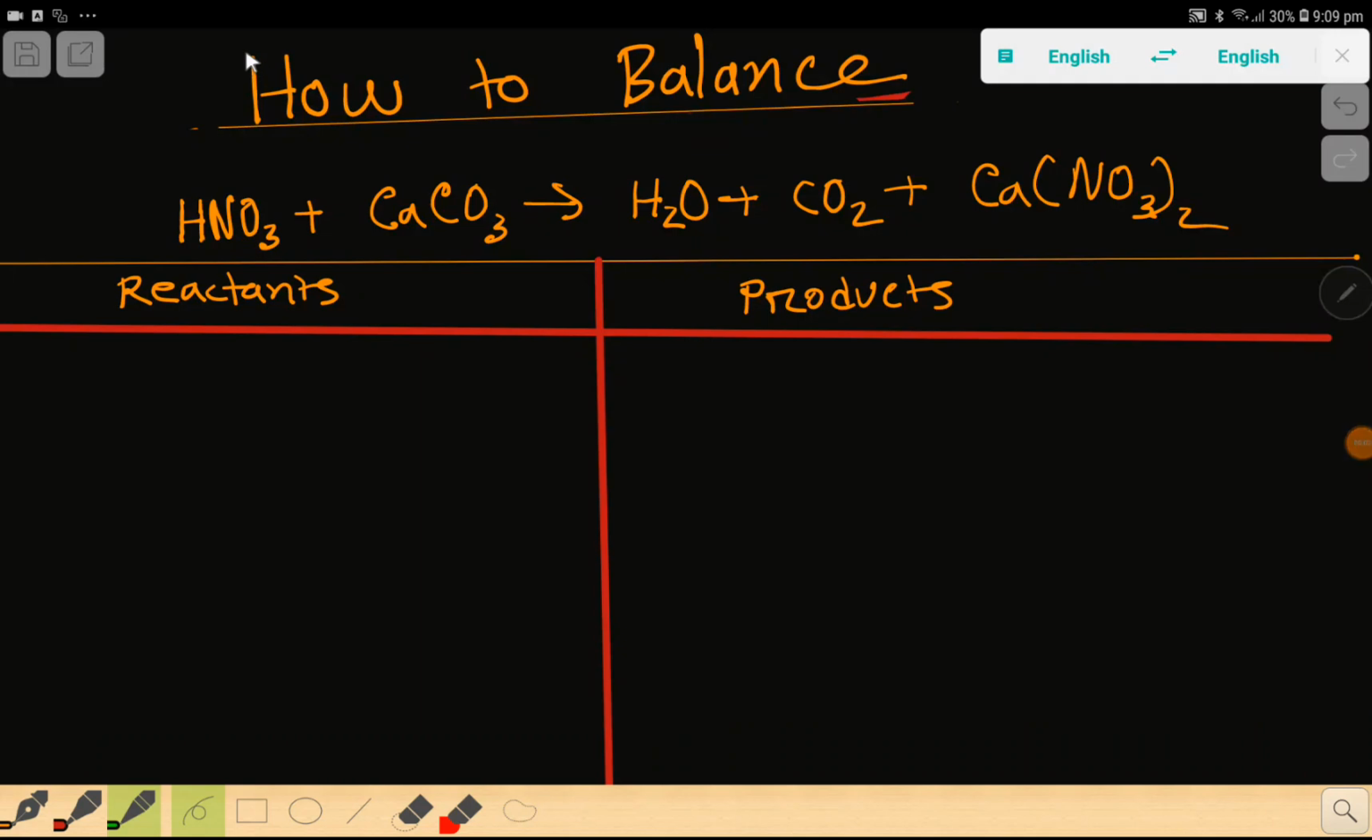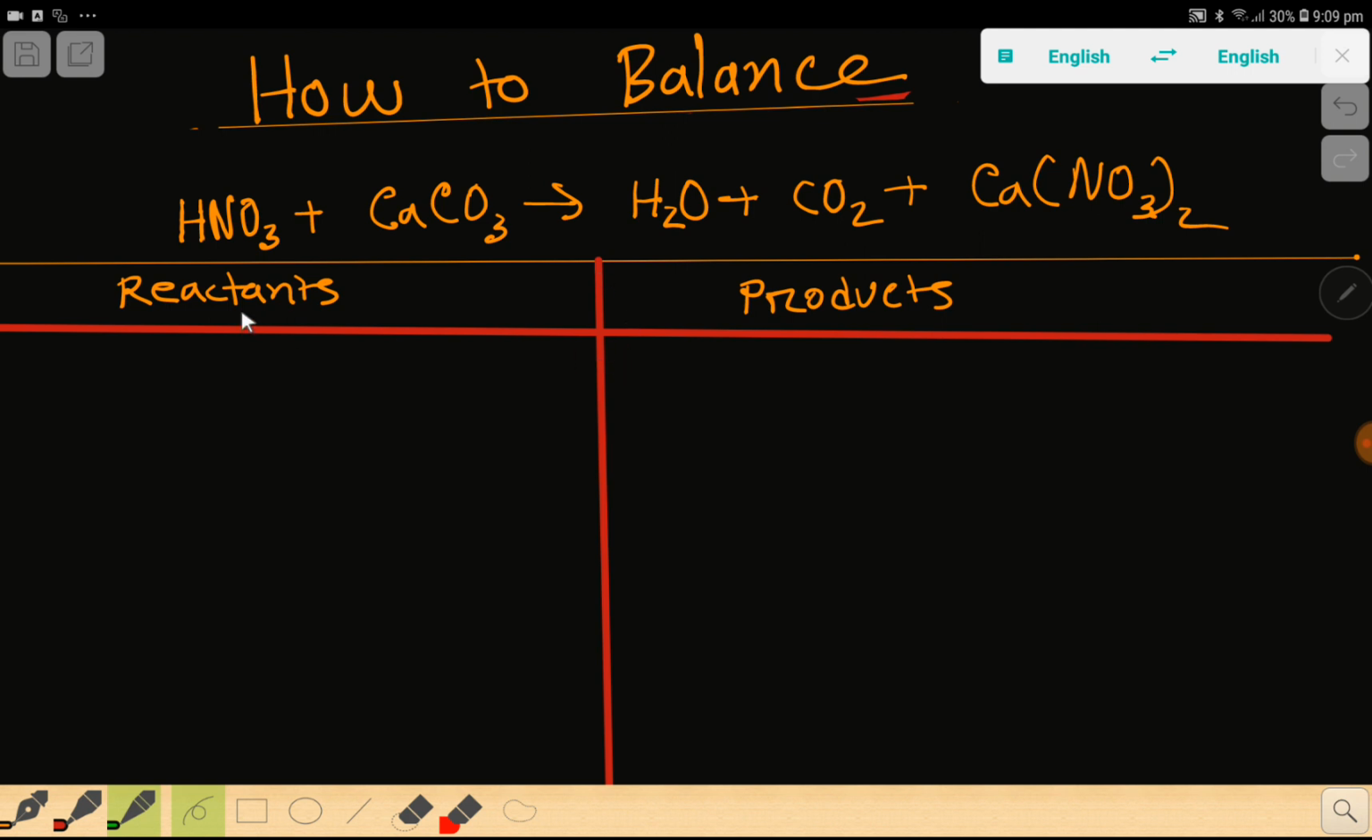Welcome to this class. Today we are going to balance this reaction. This is nitric acid, this is calcium carbonate, this is water, this is carbon dioxide, and this is calcium nitrate. Okay, to balance this reaction, at first we have to draw a table like this.